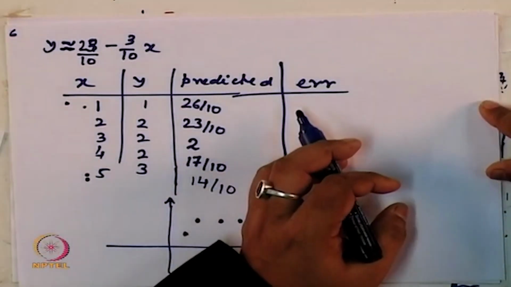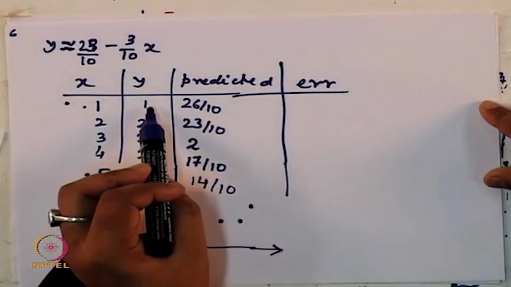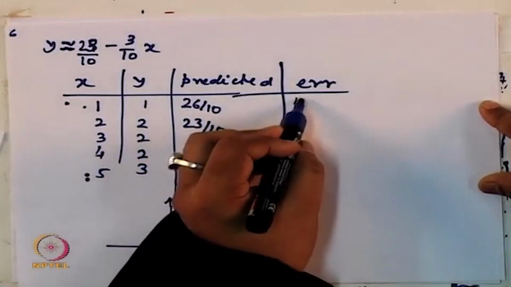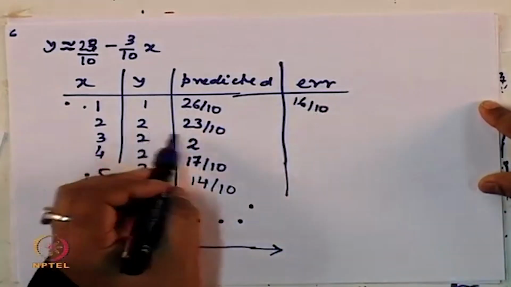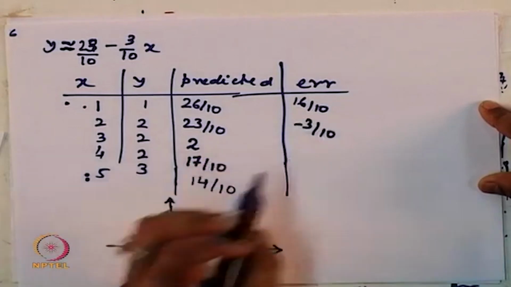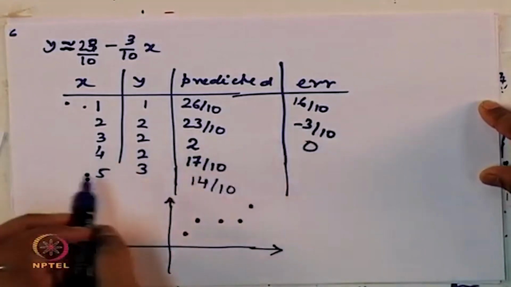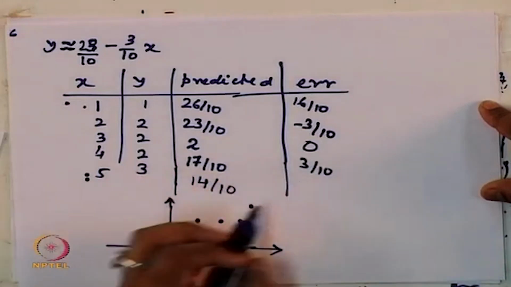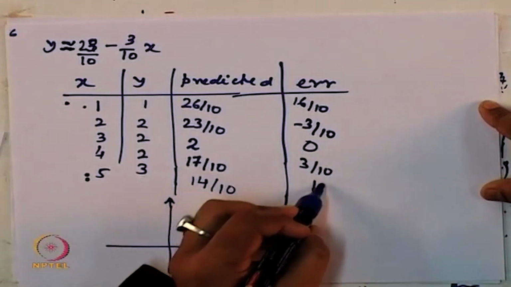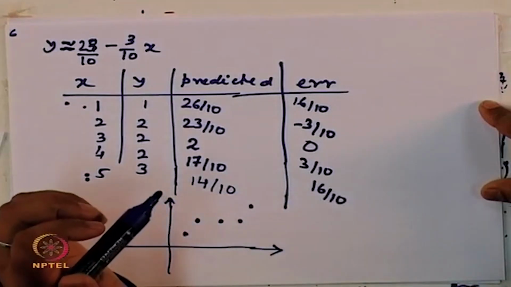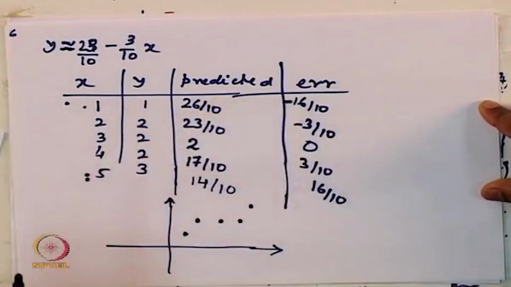So, I can compute the error, which is the difference between the actual value of y and the predicted value. This comes to 16 by 10, this comes to minus 3 by 10, this comes to 0, this comes to 3 by 10, and this comes to minus 16 by 10.